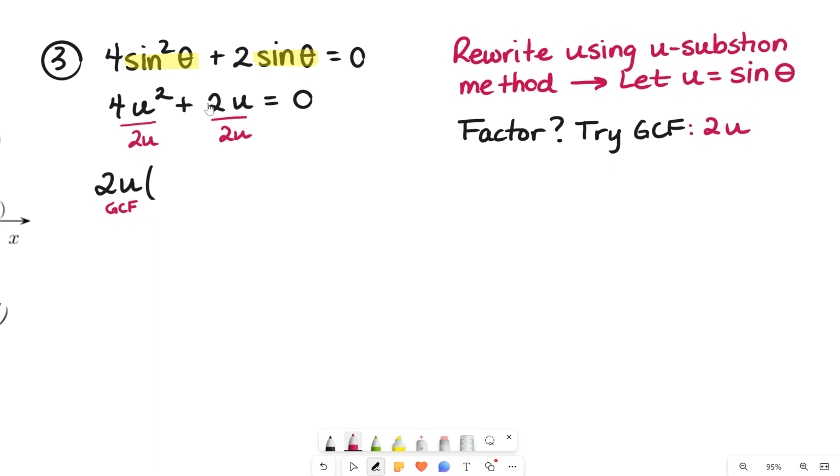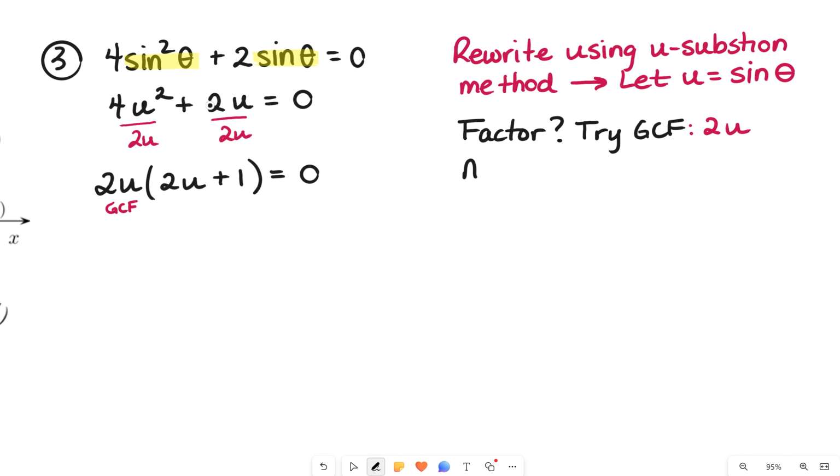And then inside the parentheses, I'm going to put the result of the division of the problem above. So 4u squared divided by 2u is 2u. 2u divided by 2u is a positive 1. Okay? And if you distribute, you will notice that you end up right back where you were. 2u times 2u is 4u squared, and 2u times 1 is 2u.